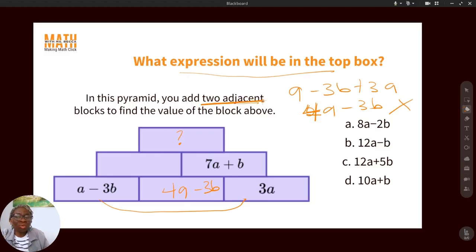It says you add two adjacent blocks. It doesn't say you add two opposite blocks or whatever. It says you add two adjacent blocks. So now let's clean this up and then solve it the proper way.